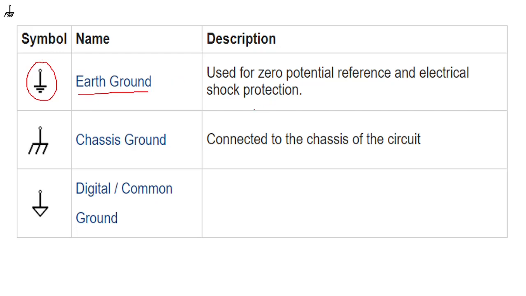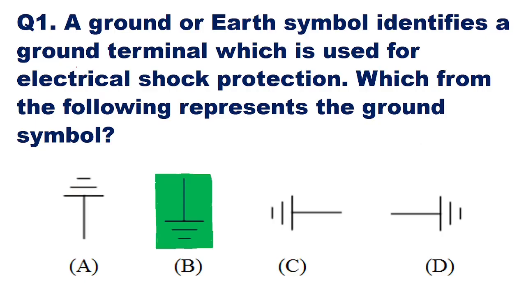and electrical shock protection. We can also have a chassis ground, which can be represented like this. It is connected to the chassis of the circuit. We can also show ground as a digital ground or common ground like this symbol. This is also one way of representing ground. Now in our question, we have the first symbol representation. So here we can see that our option B is the right answer, which is representing the ground symbol. Next, we'll go to the second question.